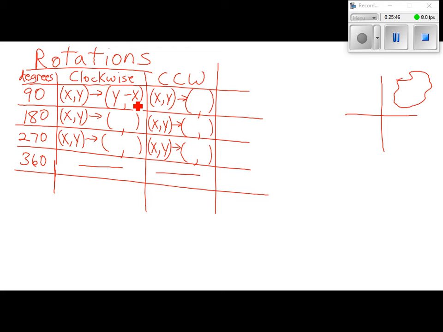And we should probably put rotations about, what's our center point going to be? The origin, or (0, 0). About (0, 0) on a graph. So to use these rules, you have to be on a graph.